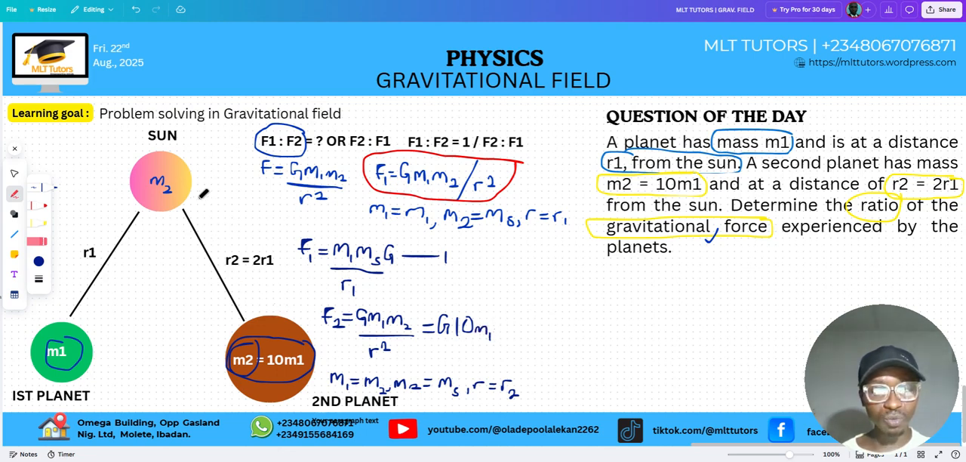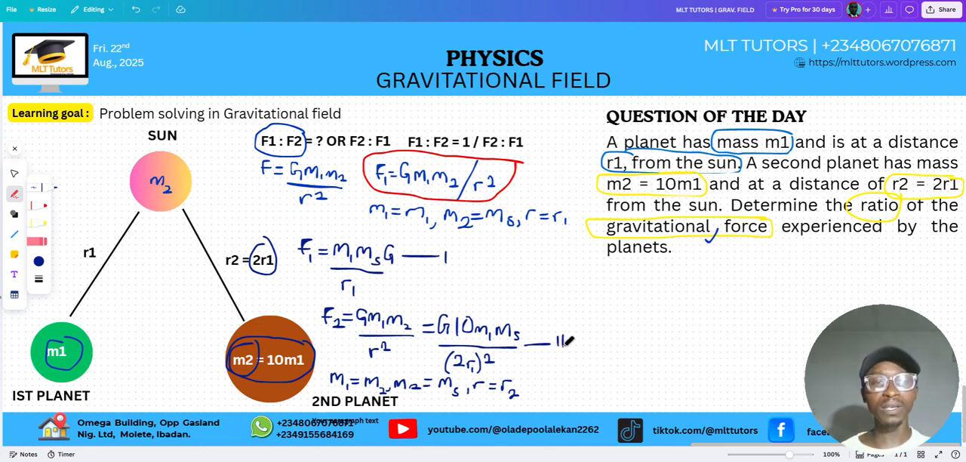And our M2 is actually the mass of the sun, which we have declared as ms. That will be ms over. Then the radius, that is the distance between the sun and the second planet, is actually 2r1. So that will be 2r1. But we are going to square it because our radius is squared in the formula. Okay, that's perfect. Let's call this equation 2.